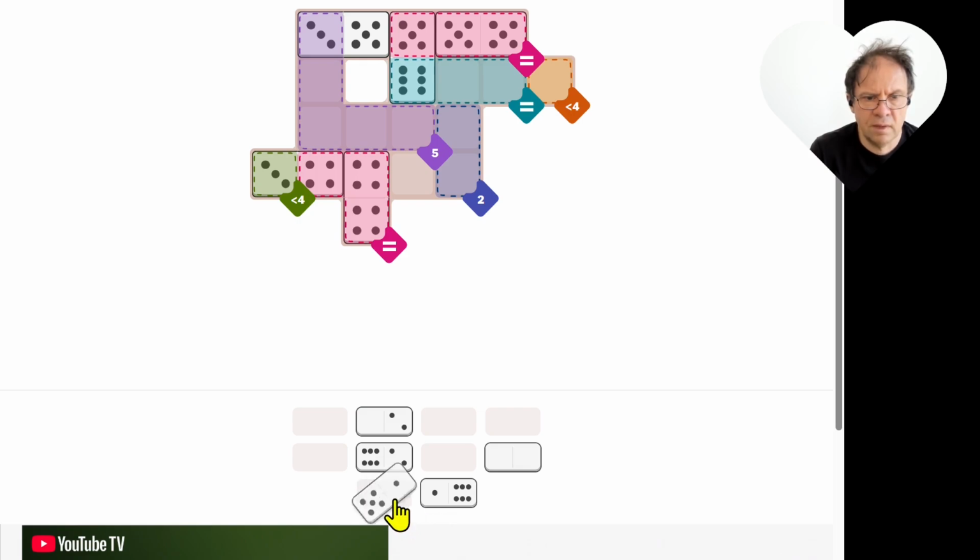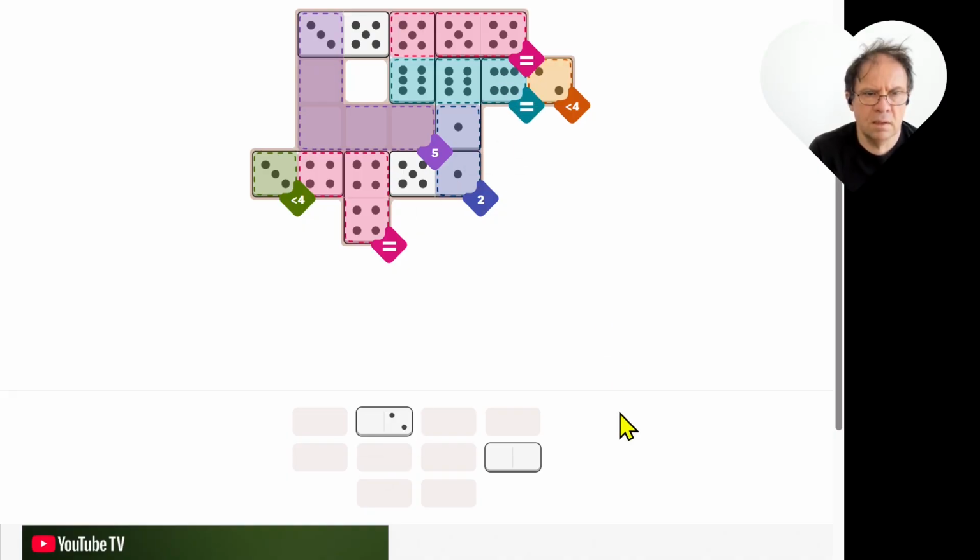Oh, the 5 here. We need the 6s, so this 5 has to go here. And that means this 6 has to go here. Oh, God. I think this is going to work. This means this has to go here. And then I can put these either way, actually. It is not unique.